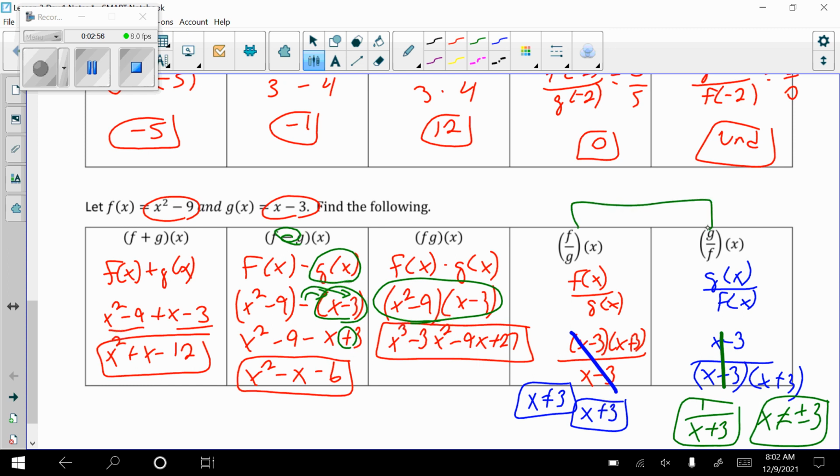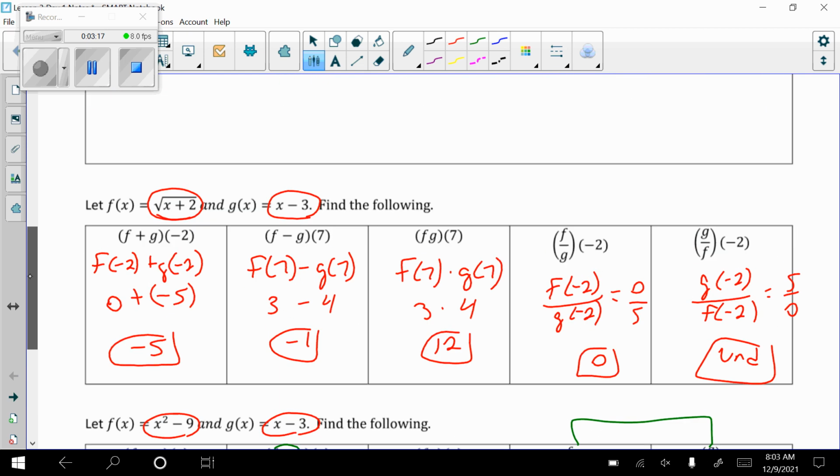Notice these two, I have the domain restrictions down here. It's 3 because I have an x minus 3 in the denominator. And this one over here is x can't equal +3 or -3 because of these guys down here. But other than that, like division, you just cancel, and it should be pretty straightforward.